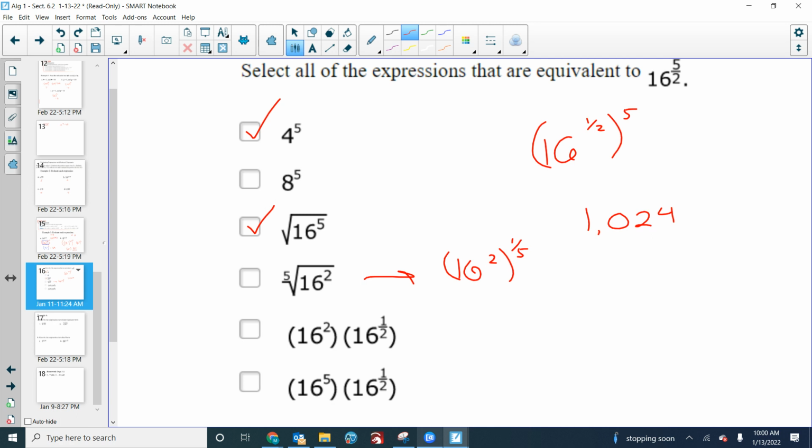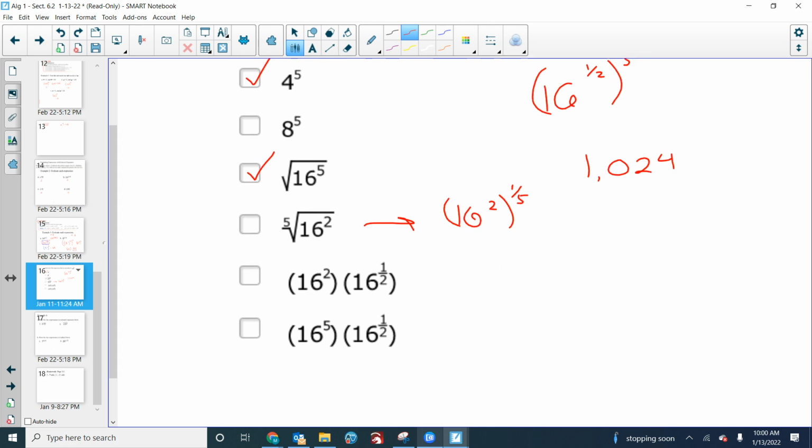So not that one. What do you do when you multiply things that have a common base? What do you do with their exponents? Add. When you multiply bases, you add their exponents. So this is going to be 16 to the 2 plus 1/2. What's 2 plus 1/2? Isn't it 5/2? Yeah. And isn't that what they started us off with? Yeah. So that's good.